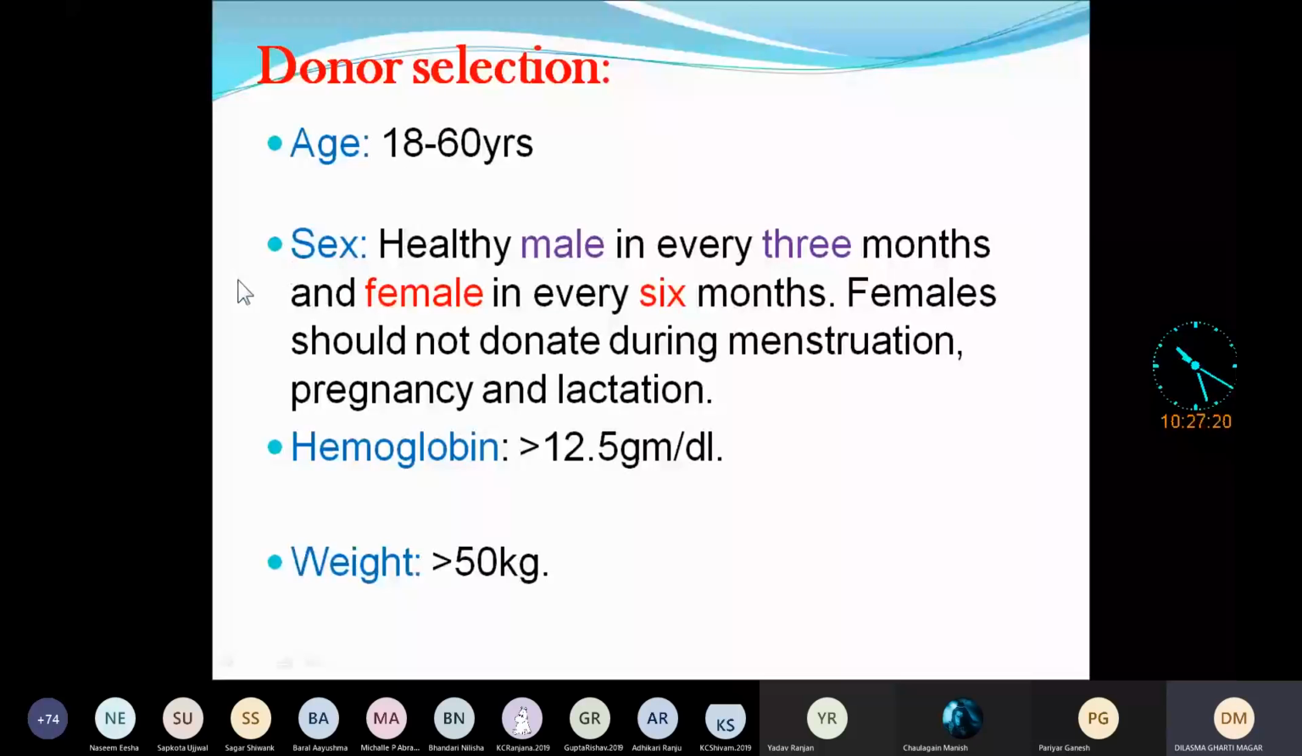So males can donate every 3 months, and females every 6 months. Females should not donate blood during menstruation, pregnancy, and lactation. And hemoglobin has to be more than 12.5 gram per deciliter and weight more than 50 kg.